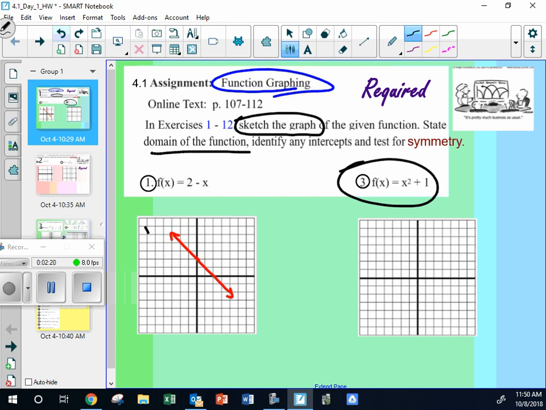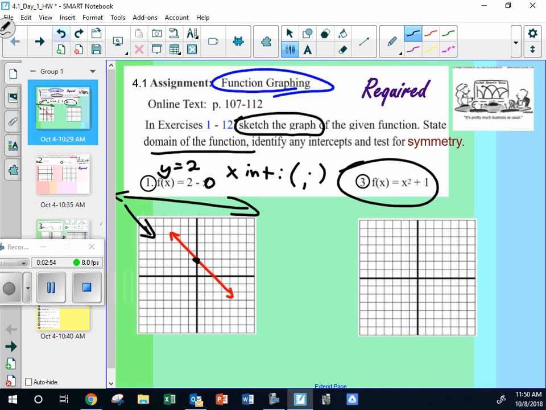All right, state the domain. If I'm looking at this red one, domain is like this way. So negative infinity, positive infinity. And then identify any intercepts. All right, fill in this sentence for me. The y-intercept is where x equals 0. Good. So I put in x equals 0, and looks like 2 minus 0, so y is 2. And there you go. And that's this spot right here.